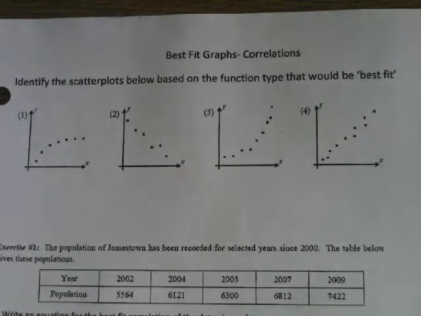Looking at these scatter plots of real data, what's the pattern that they follow? And we have to remember some of our parent graphs. So out of those 4 options, can anyone tell me what one of them is?